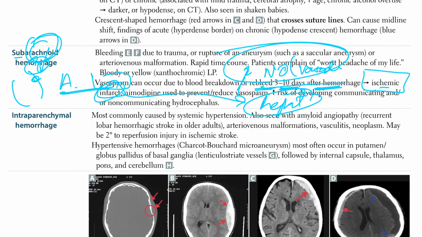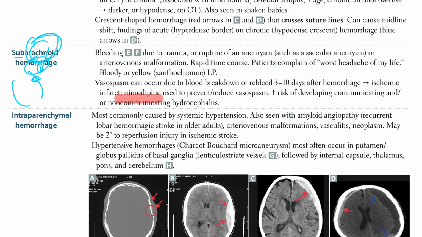To prevent this, how do we prevent this now? To prevent this, we can give nimodipine. Nimodipine is used to prevent or reduce that vasospasm. Nimodipine is a calcium channel blocker, CCB, that will not let this vasospasm happen.